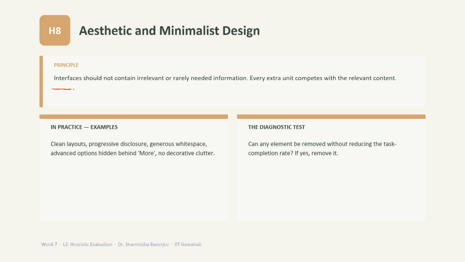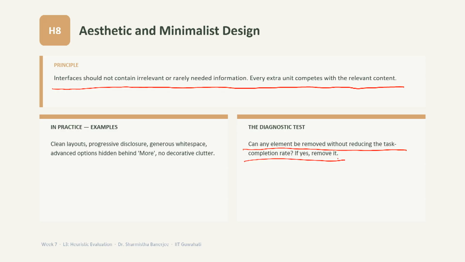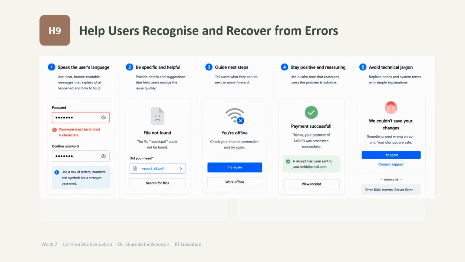So, the key principle for aesthetics and minimalist design is, interfaces should not contain irrelevant or rarely needed information. Every extra unit competes with the relevant content. So, the diagnostic test that you use is, can any element be removed without reducing the task completion rate? If yes, remove it. Then coming to H9.